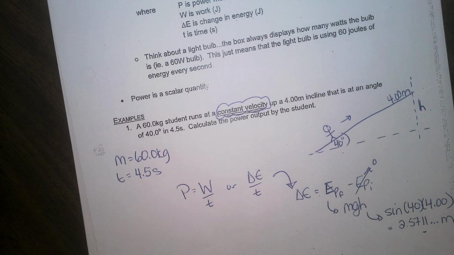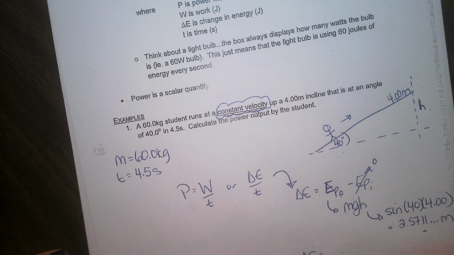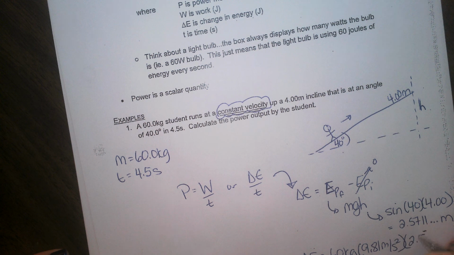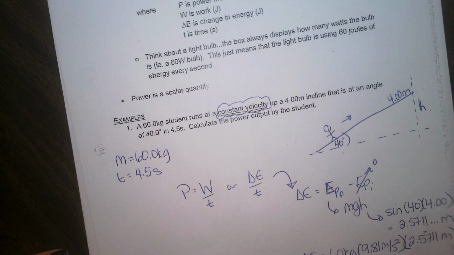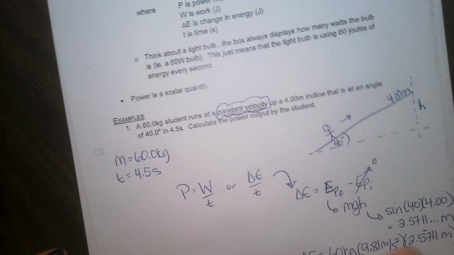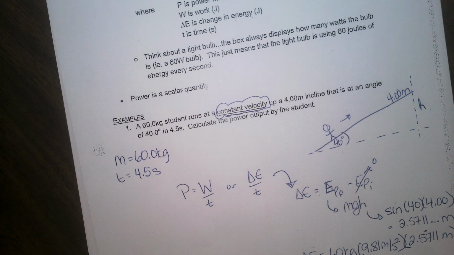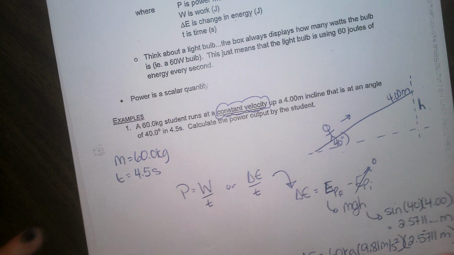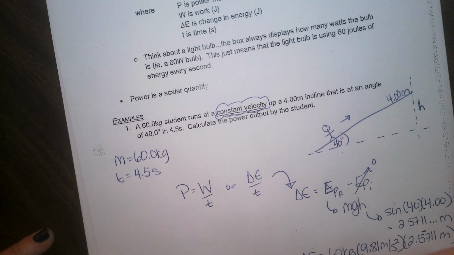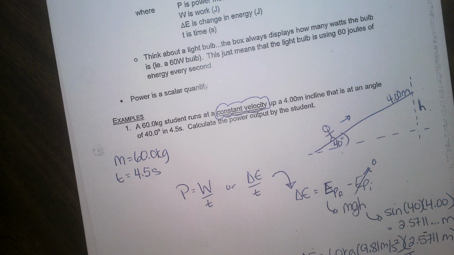Boy, I had myself fooled for a minute there. Okay, so change in energy then is going to be 60 kilograms multiplied by 9.81 multiplied by 2.5711, and you're going to use all your decimals. And what is our change in energy? Okay, so 1500 joules is what our change in energy is.